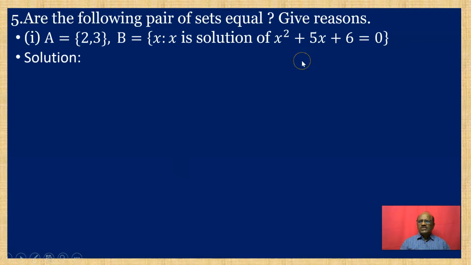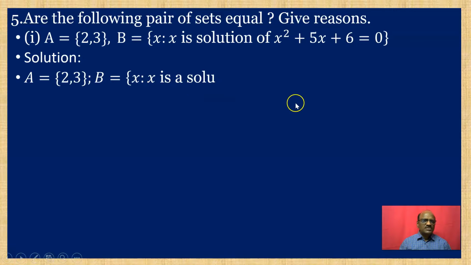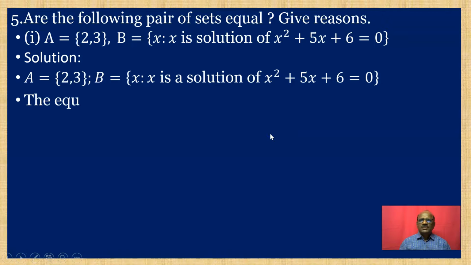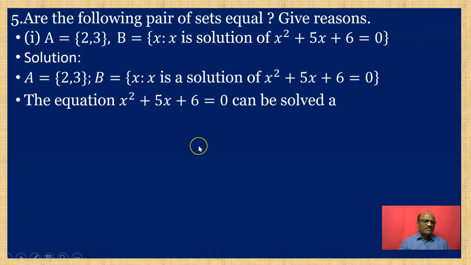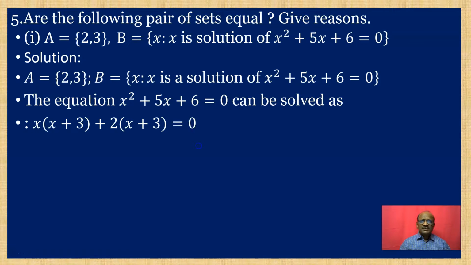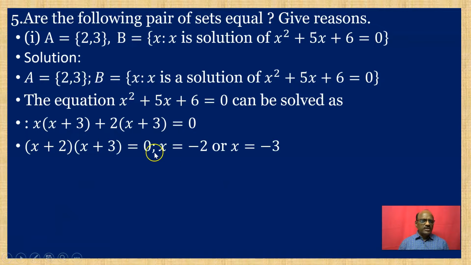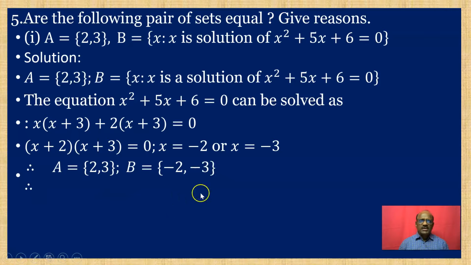And if we solve this quadratic equation, the factors are, X square plus 5X plus 6 is equal to 0, that is, in first bracket X plus 2, second bracket X plus 3. Therefore, we can factorize it. And if we solve it, then we will get X is equal to minus 2 and X is equal to minus 3. And A has the elements 2 and 3 and B has minus 2, minus 3. Therefore, A is not equal to B.